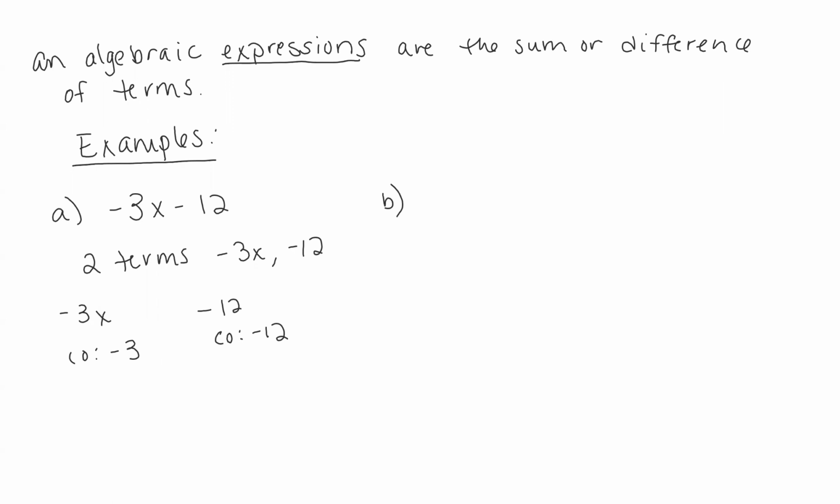Let's look at another one. What if I had x squared plus 4x minus 7? Well, here I have three terms. I have the x squared, I have the 4x, I have the negative 7. For the x squared, my coefficient would be 1. For the x, my coefficient would be 4. And again, for the constant, I don't generally ask for coefficients on constants, but you would say the coefficient would just be negative 7. So that's how we look at algebraic expressions.